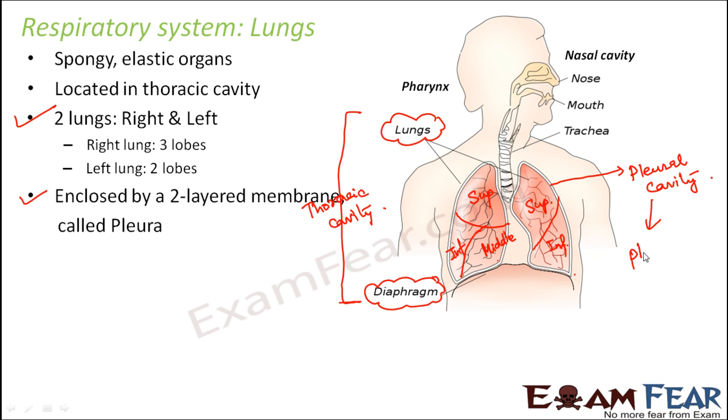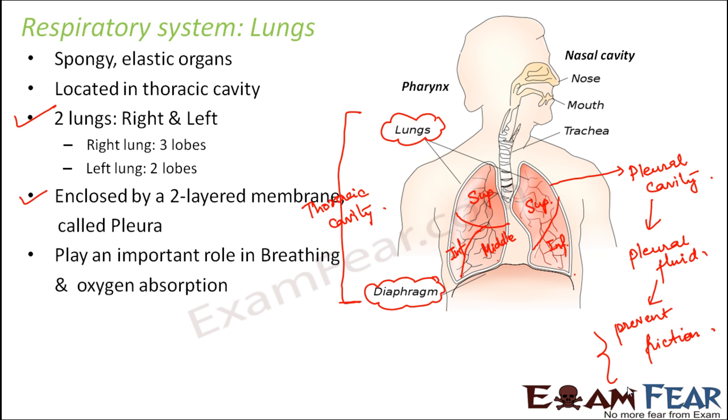So the pleural cavity is filled with pleural fluid. So here you have pleural fluid. This pleural fluid will prevent friction and provide lubrication and protection to the lungs. These lungs play an important role in breathing and oxygen absorption. They are not only important for breathing but also for oxygen absorption.